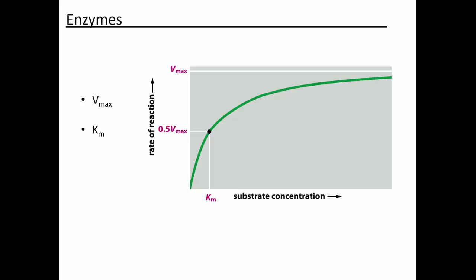So one thing, if you have a low Km, what that means is that you reach your maximal velocity at a very low substrate concentration. And a low Km generally, not always, but generally indicates that the enzyme binds the substrate very tightly. Okay, so enzymes can have varying what's called affinity for a substrate.